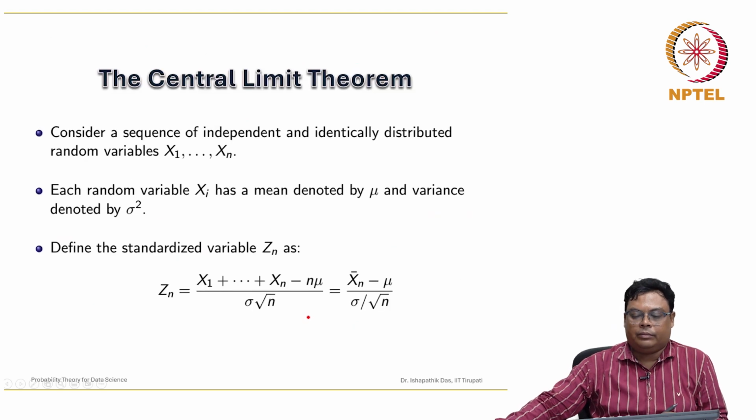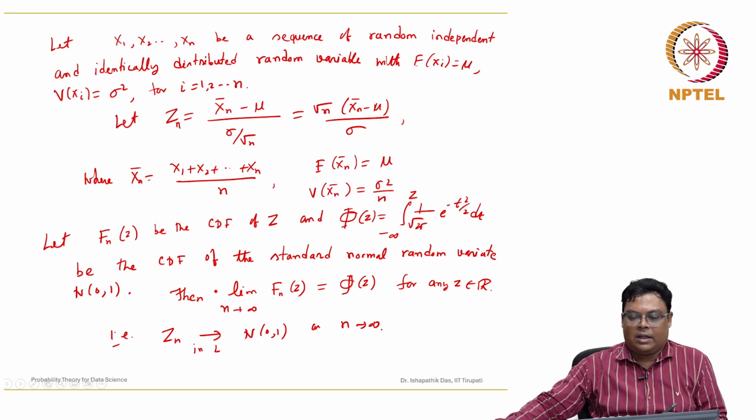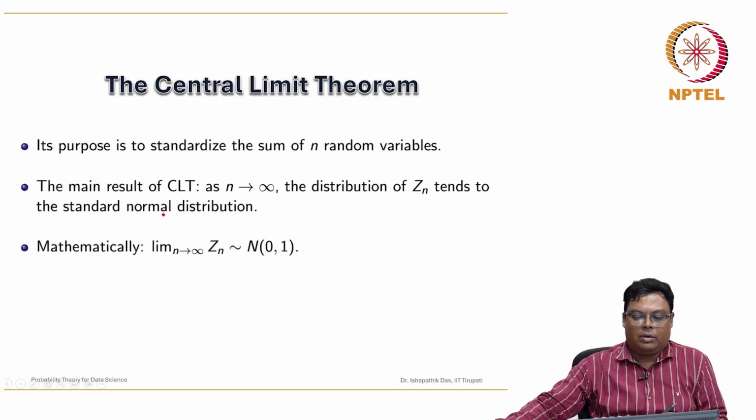So, the central limit theorem has many applications. Here the central limit theorem is given. You can see that the purpose is to standardize the sum of n random variables. The main result of the CLT: as n goes to infinity, the distribution of Zn tends to the standard normal distribution. Mathematically, as n goes to infinity, Zn is very close to N(0,1). So, this is the central limit theorem.